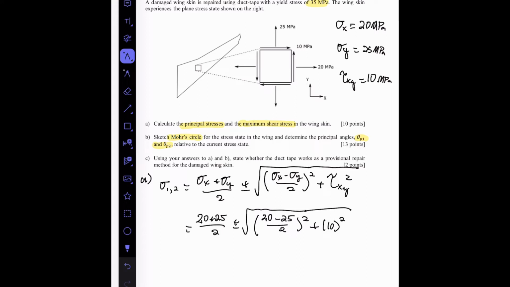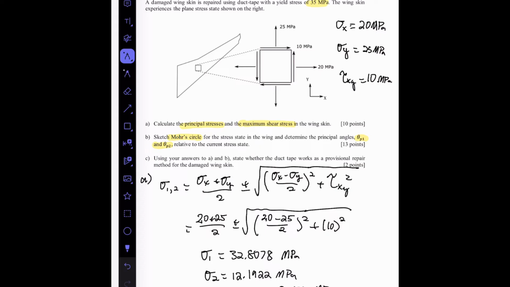And you should end up with sigma 1 as being 32.8078 megapascals, and sigma 2 being 12.1922 megapascals. Sigma 1 is always going to be the one that is algebraically greater than sigma 2, just if you're wondering which is which. All right, and then we can get tau max by simply taking sigma 1 minus sigma 2 over 2. And if we do that, we end up with 10.3078 megapascals.